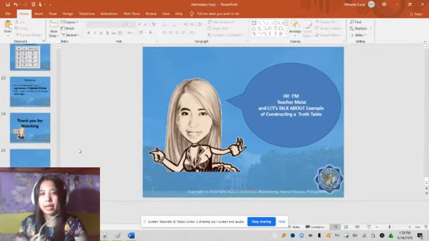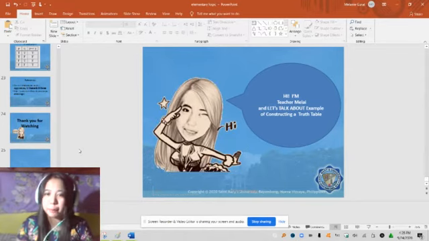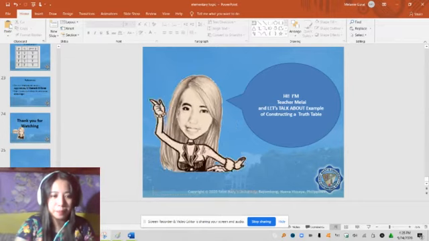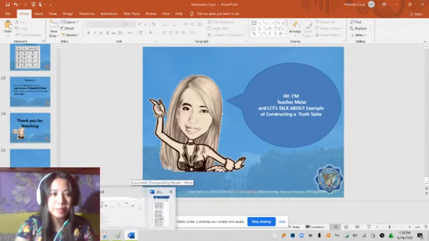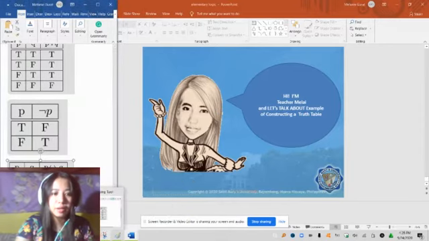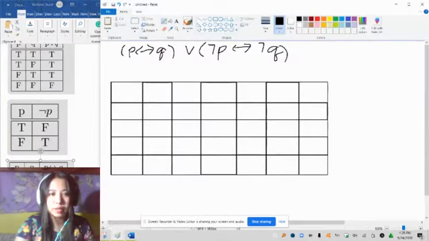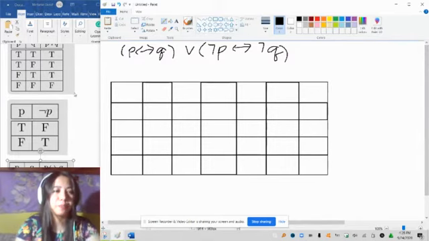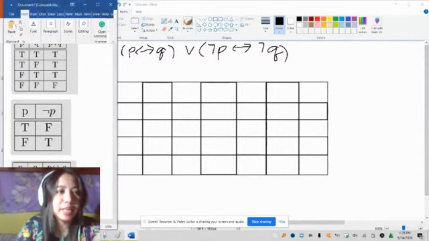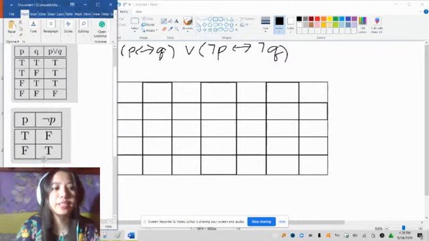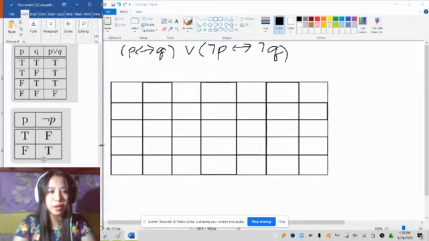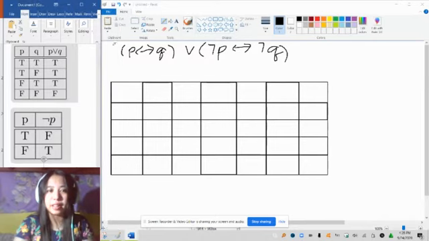So I'm Teacher Melai and let's talk about an example of constructing a truth table. So I have here with me the rule and the item that we're going to answer. It's placed side by side so that it would be easy for us to recall. So in this video, we are going to answer this.